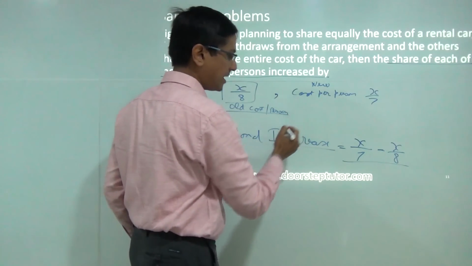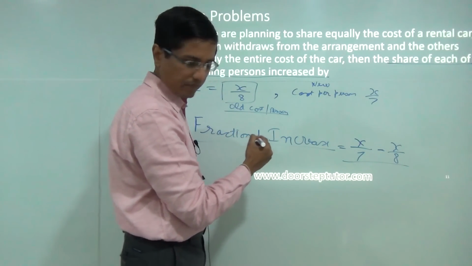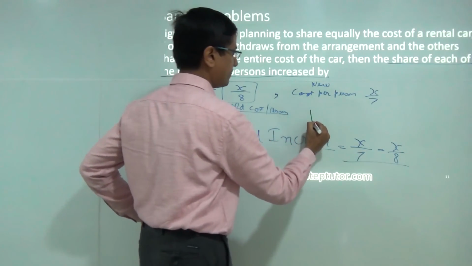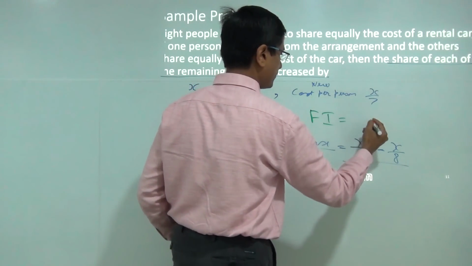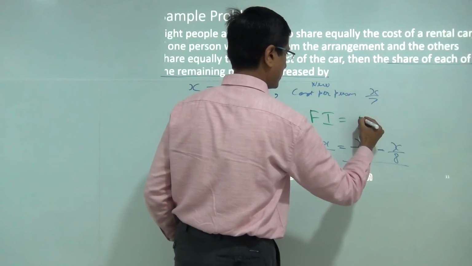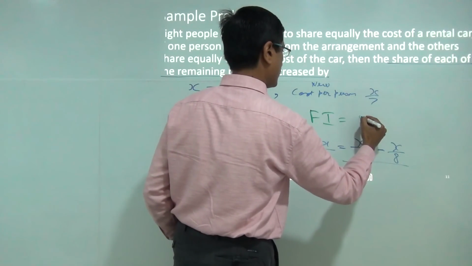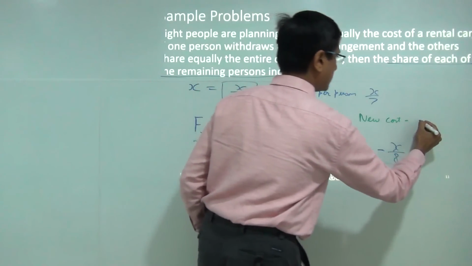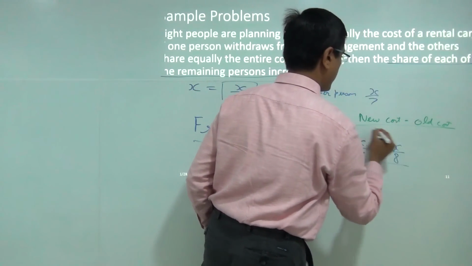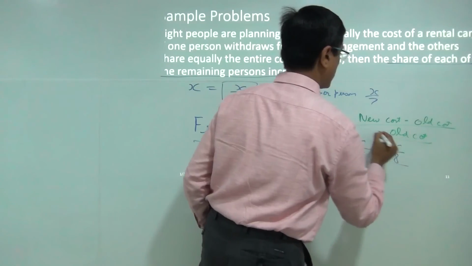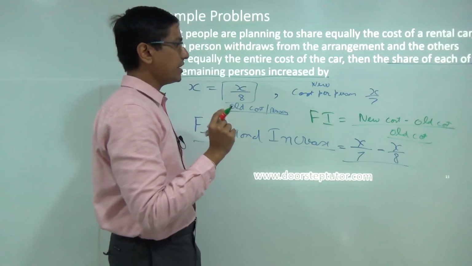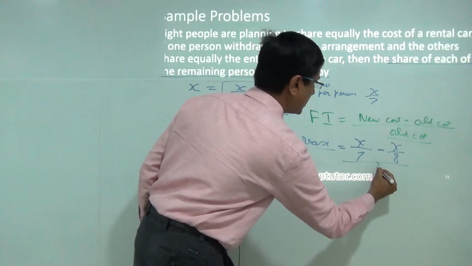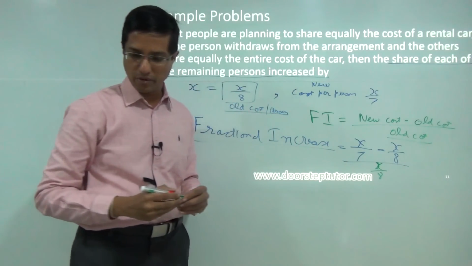So think about it. I'll write down the formula here. Fractional increase is equal to new cost minus old cost divided by old cost. So the thing to note is I always divide by old cost. My old cost comes at the bottom. So x by 8 would come at the bottom.